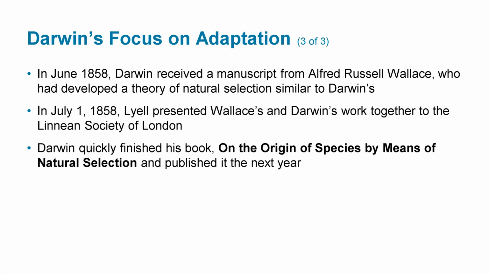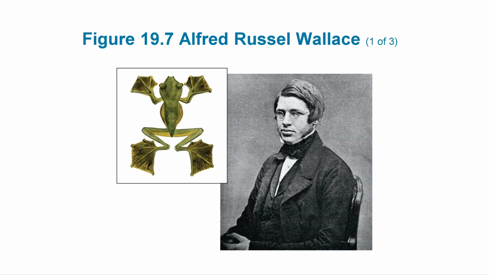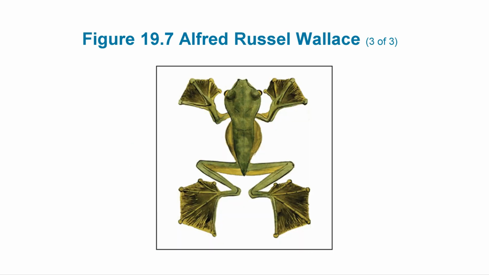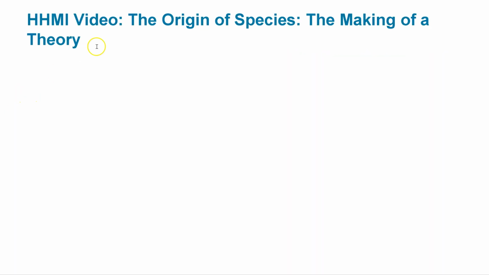A guy by the name of Wallace also was kind of thinking about this theory at the same time. Darwin wrote his book when he figured out he was kind of working on the same theory. Darwin reached it first, but Wallace also reached a similar understanding. And so because of that, he's often given credit for that. There's a great video.